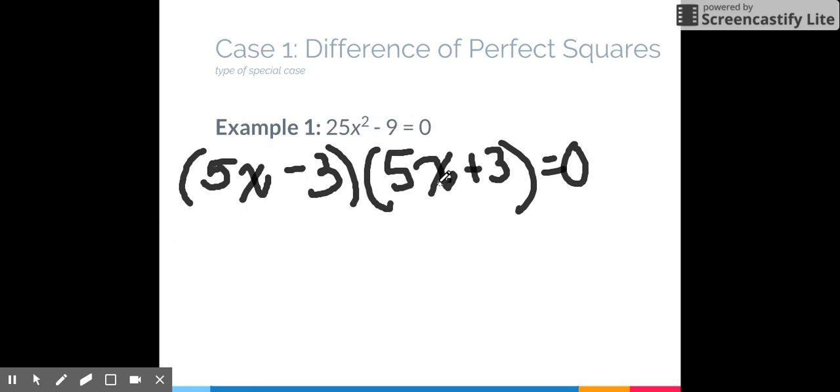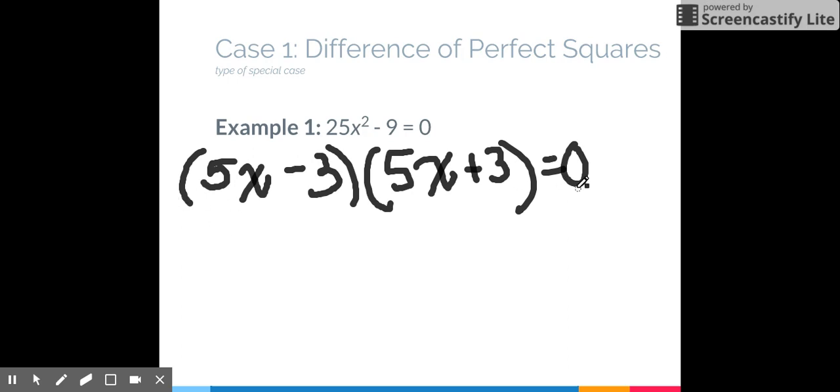So when I get to this point, before I move on to actually solving for x, I just want to mentally double check that I did this correctly, because sometimes we make careless mistakes, right? So I'm going to think 5x times 5x. Is that 25x squared? It is. Okay, so is negative 3 times positive 3 negative 9? It is. And then we think about that linear part. We get 5x times 3 is 15x, and then we have negative 3 times 5x is negative 15x. So we get 15x minus 15x gives us 0x, which is why we don't see that linear term in our quadratic.